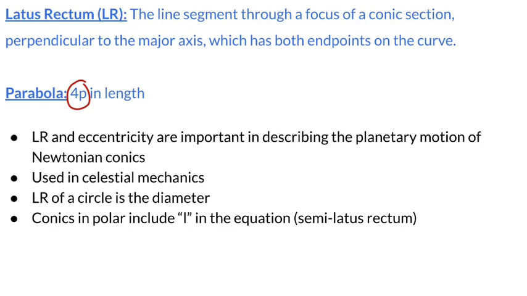Where are they used? The latus rectum and eccentricity, which we'll talk about later in this unit, can be used when we describe the planetary motion of Newtonian conics. They can be used in celestial mechanics. The latus rectum of a circle is actually the diameter. If we think about the center of the circle, which is the focal point of the circle, and go directly through that, that becomes the diameter of our circle. We aren't going to get to this year, but if we were to do conics in polar, the equation of a conic section in polar includes the value of the semi-latus rectum, so half the latus rectum length.